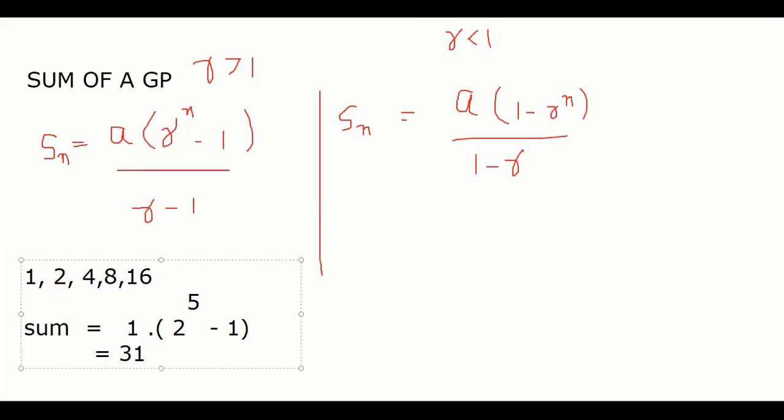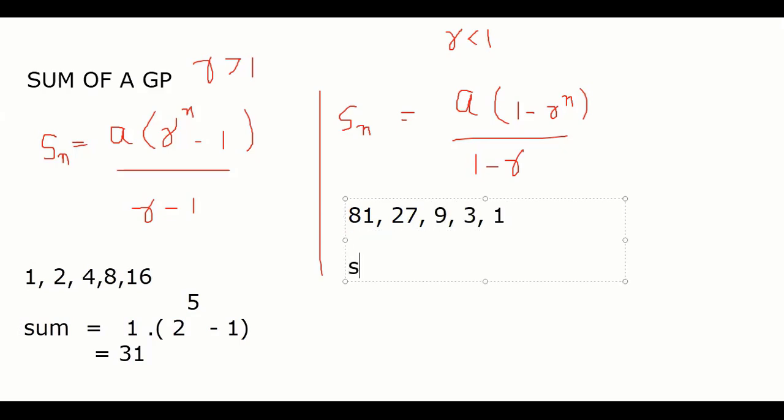And if I give a GP like this, find the sum of a GP which is 81, 27, 9, 3, and 1. Find the sum. Obviously, we are going to use the second formula. Find out just for practice. Then we are going to do a different question. This is all about finite terms. Infinite is easier.